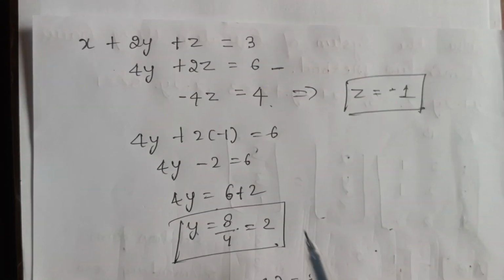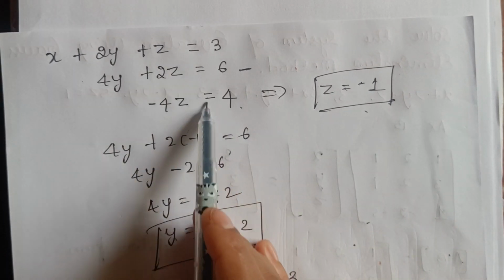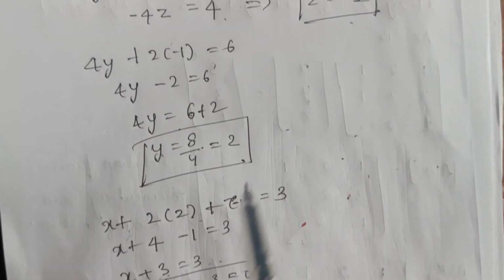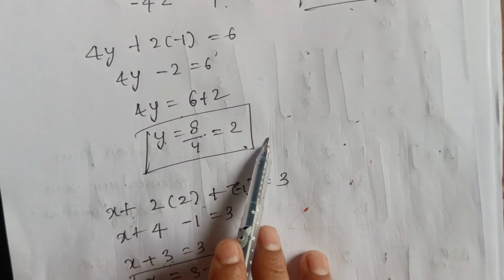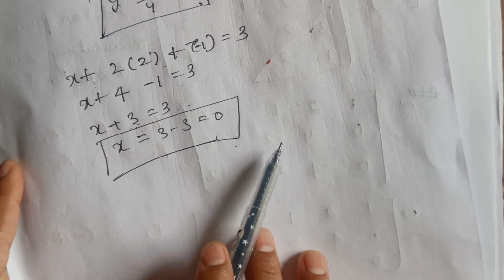Using that, I got the value of z from these three equations, and then I got the value of y, and then the value of x. I hope this is clear.